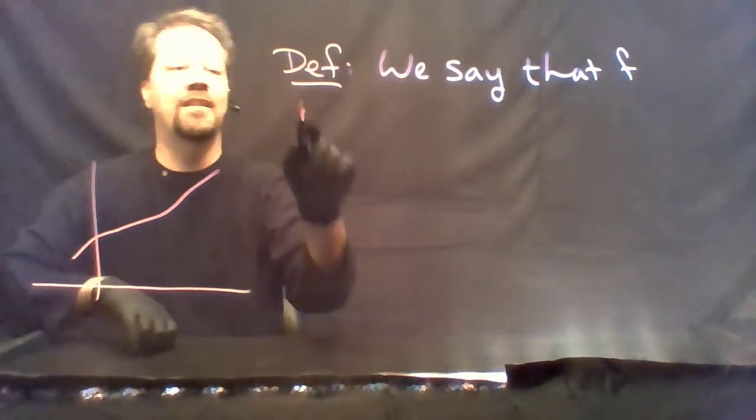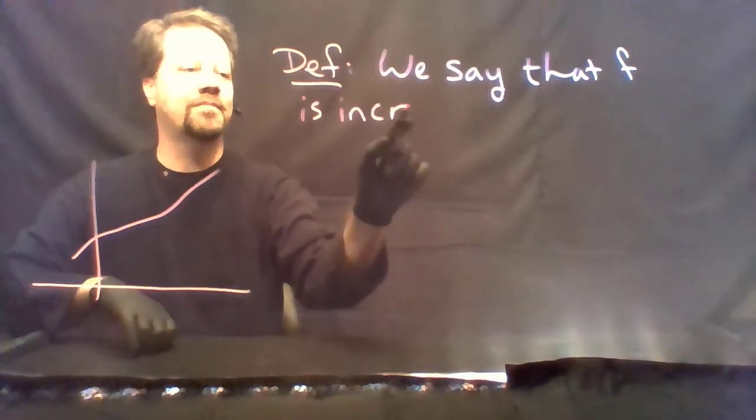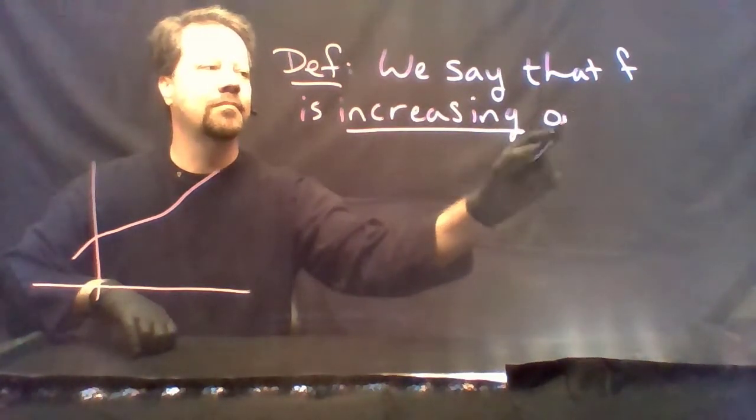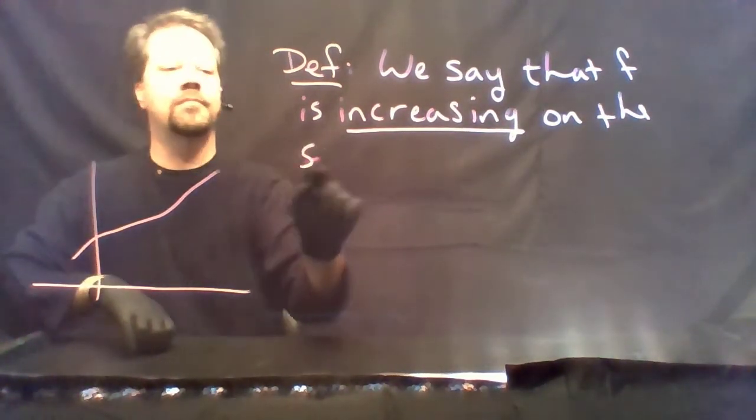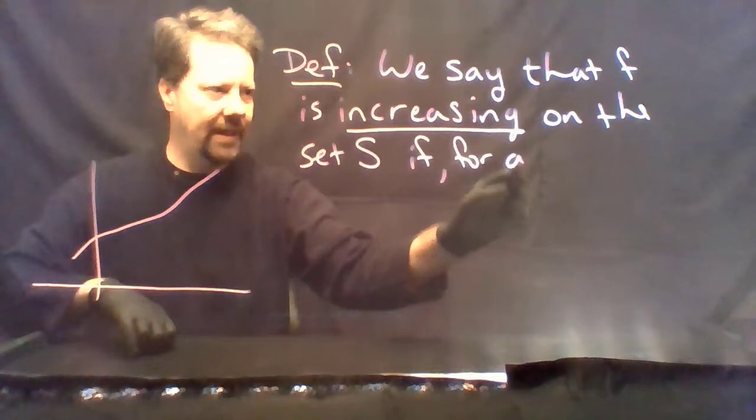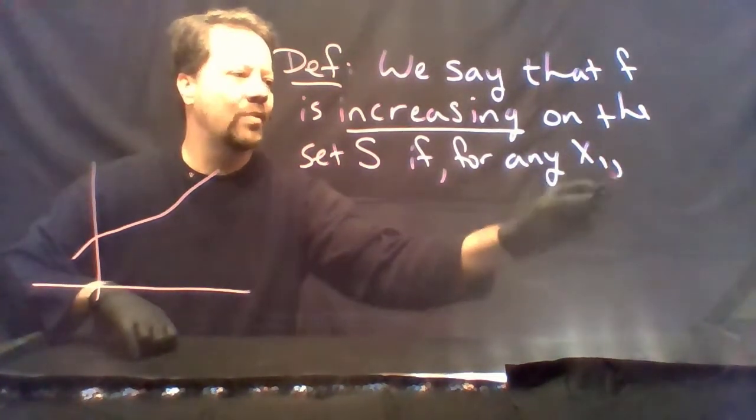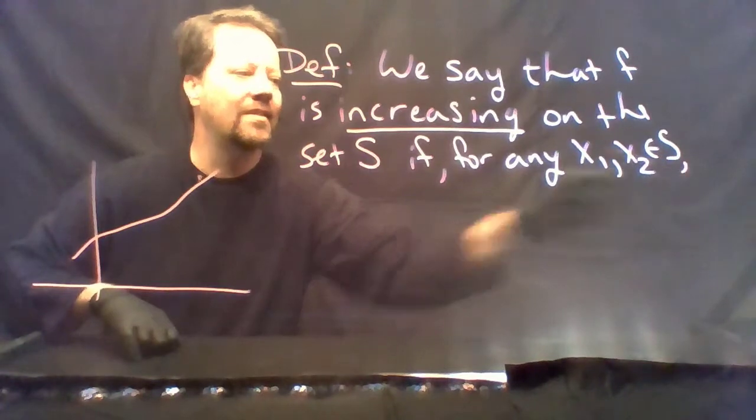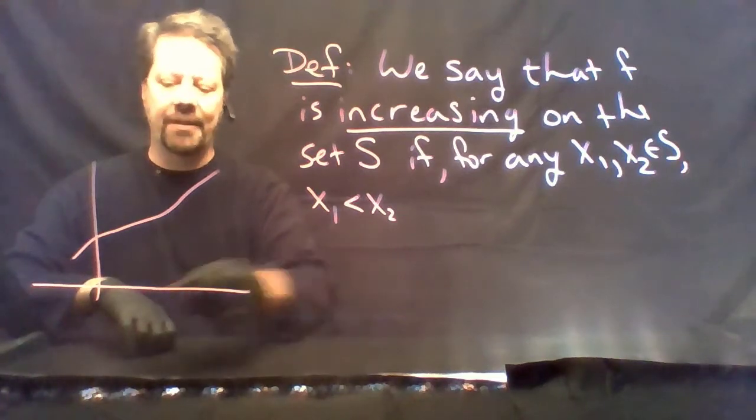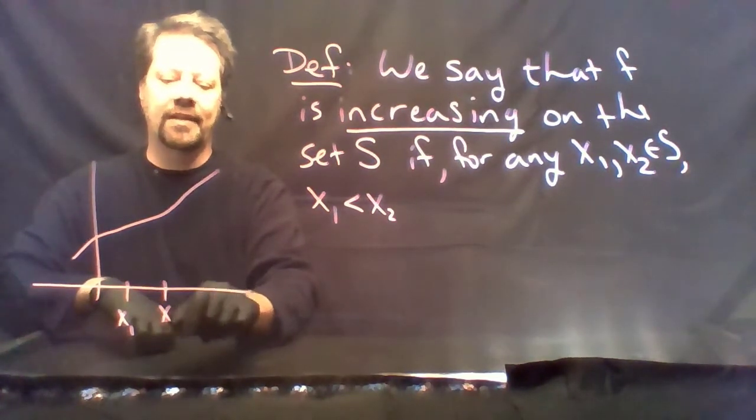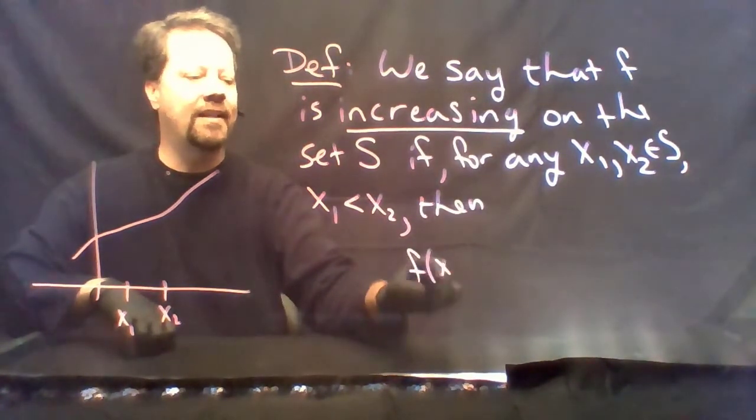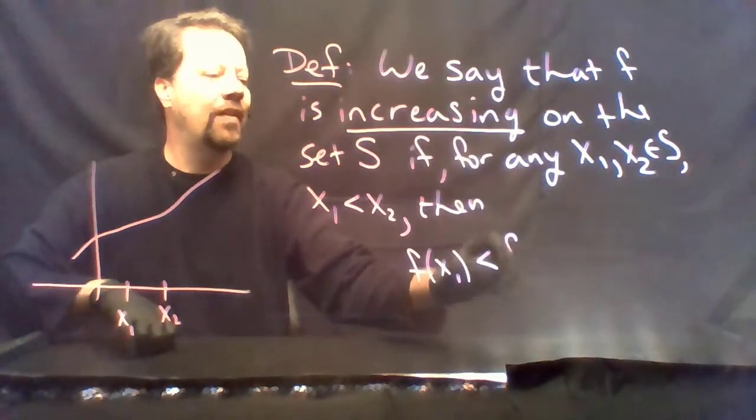We say that f is increasing on the set S if for any x1 and x2 that lie within S, where x1 is on the left of x2, this sets up the principle that we're marching from x1 to x2, from left to right, then the height at x1 is less than the height at x2.